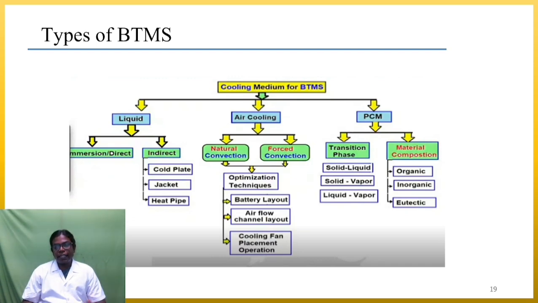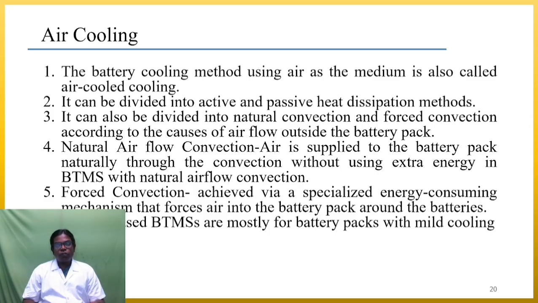So these are all the transitions happening in the phase change materials, and organic, inorganic and eutectic material compositions are used in the PCM. So first we see air cooling. Air cooling is moderately used in batteries, rarely used in EV batteries. It is divided into active and passive heat dissipation methods.